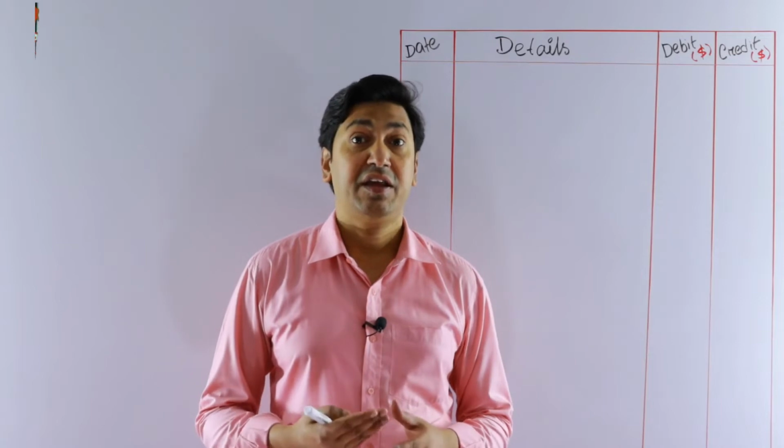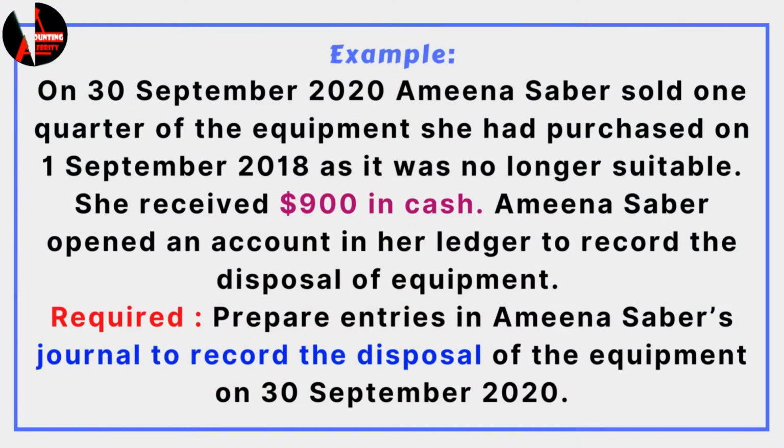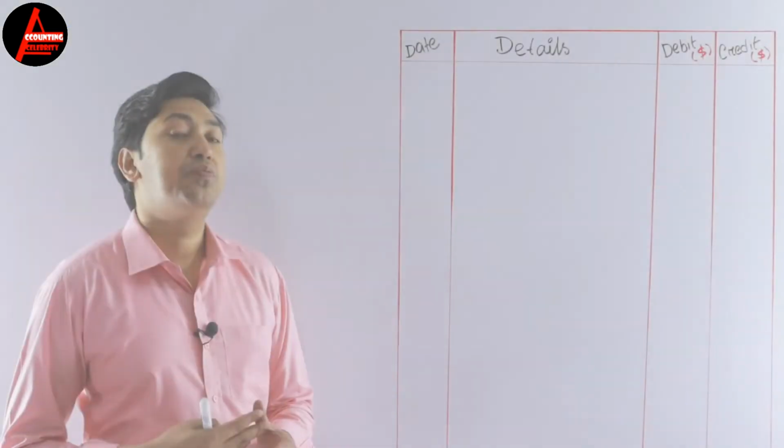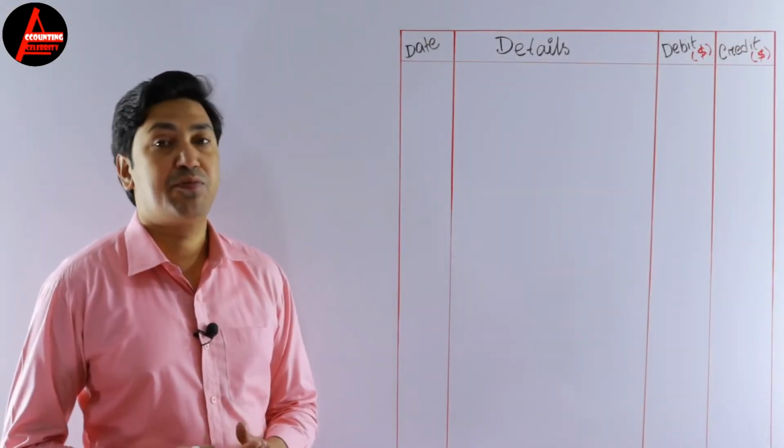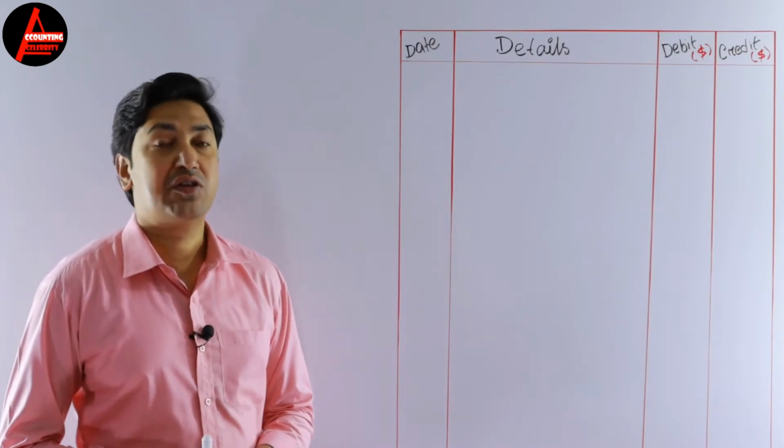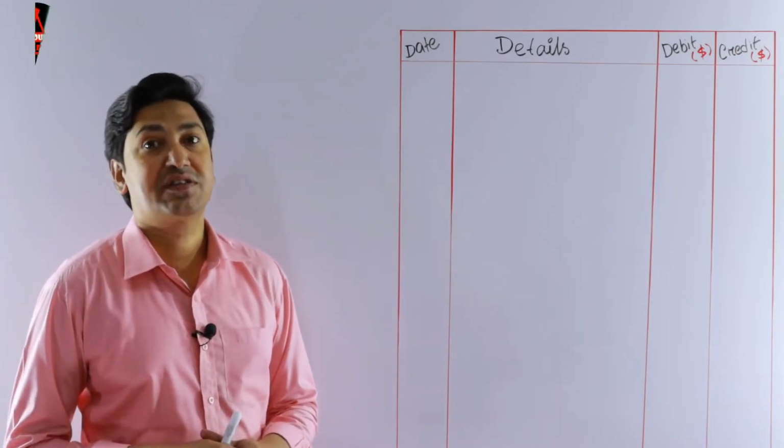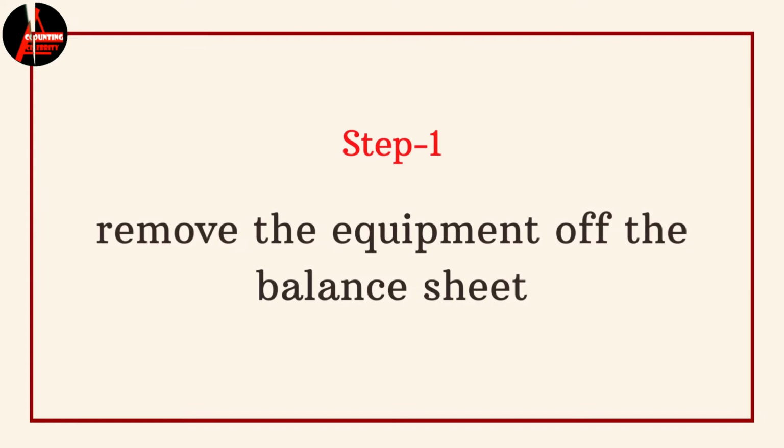Okay, then here what is our requirement? Prepare entries in Amina Sabri's journal to record the disposal of the equipment on 30 September 2020. Okay, to prepare entries for the disposal of any non-current asset, we have to follow 4 steps. What is the first step? We have to remove the equipment off the balance sheet.